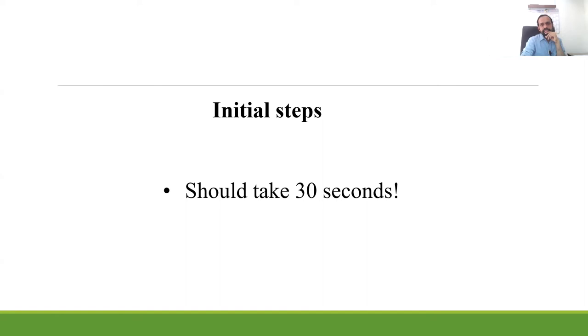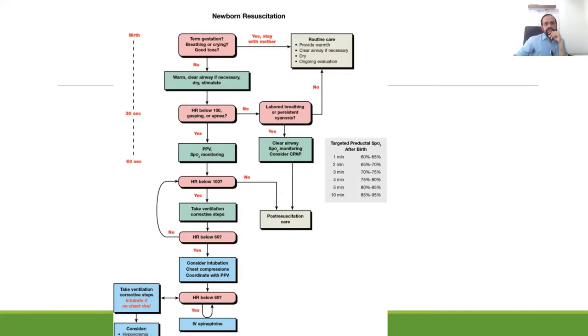All this should take less than 30 seconds. And by 30 seconds, you should see the baby's heart rate by using the stethoscope and see the baby's breathing. So if the baby's heart rate is less than 100 or the baby is not breathing or gasping, then you should proceed with positive pressure ventilation.